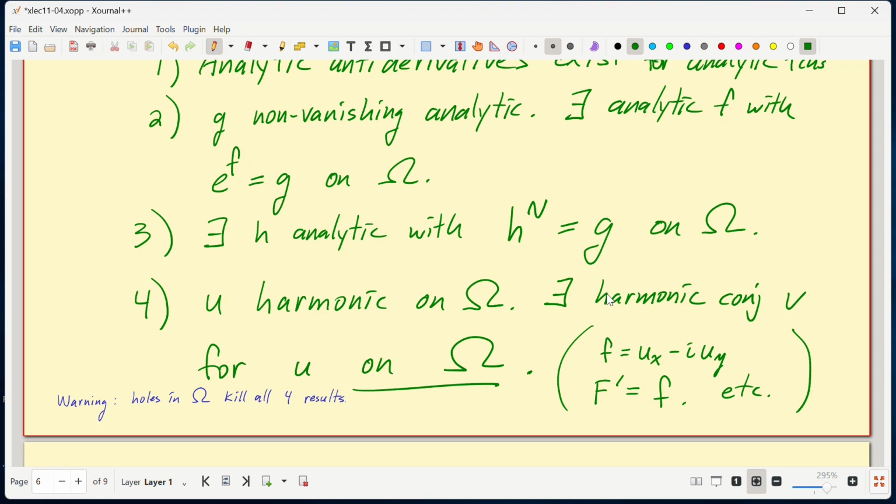And I should warn you in that little fine print there that whenever omega has a hole, all four of those things can be shown to have counterexamples. Of course, some harmonic U would have harmonic conjugates, but I could cook up one that doesn't if it has a hole. Kind of like the log function. If you go around a hole, the next time you go around, the argument changes by 2 pi. That's the trick when you mess up stuff with a hole. Questions about that?